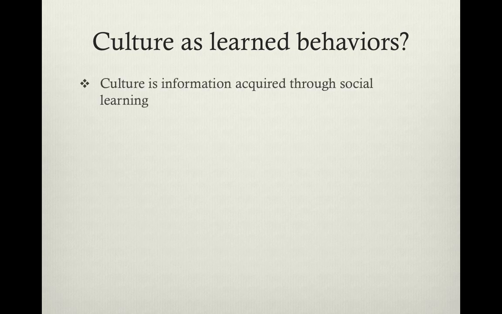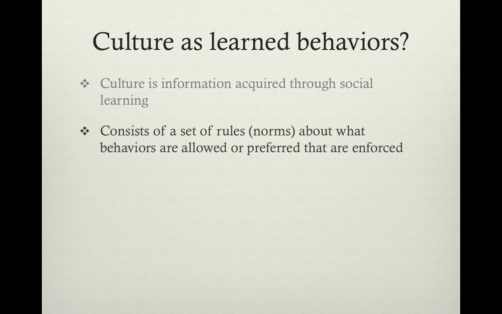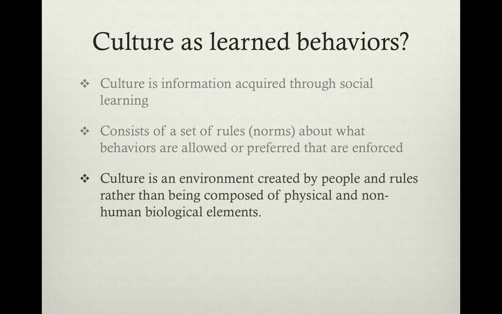So how then do we account for culture? Well, an interesting way to think about it is that culture is learned behavior, right? That culture is information that we've acquired through social learning. And so we can learn ecological skills through social learning. We can also learn social skills through social learning. So it consists of a set of rules or norms about what behaviors are allowed or preferred that are enforced. So we learn to pair cues or indicators with reinforcers or outcomes.